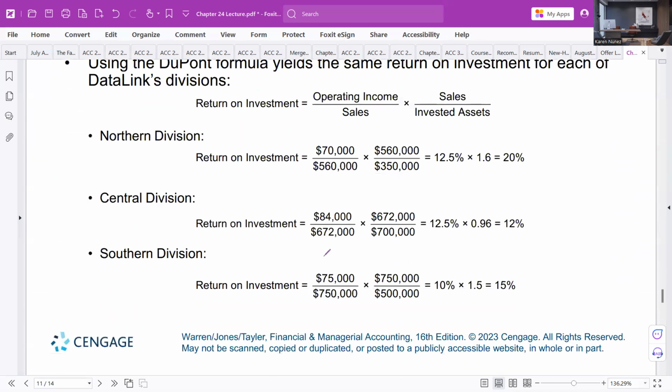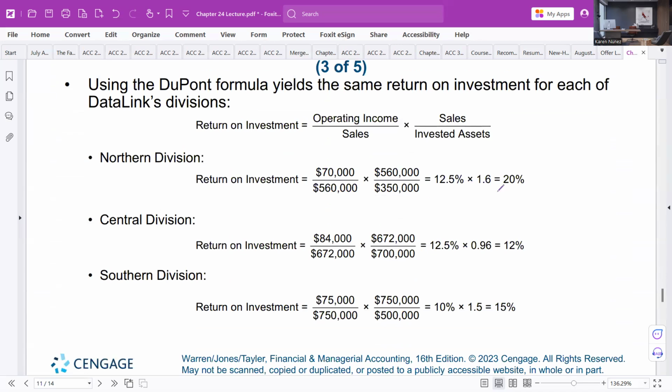So the calculations. Earlier we saw that the Northern Division had an ROI of 20%, Central Division had 12%, and the Southern Division had 15%. But now we have more information, in that we know the Northern Division has a profit margin of 12.5%. So given a dollar in sales, they're able to convert that dollar in sales into 12 and a half cents of operating income, right? Every sales dollar yields 12.5 cents of operating income. That's what the profit margin tells us: the percent of each sales dollar that ends up being operating income.